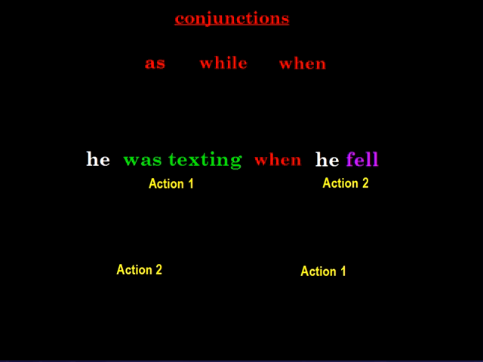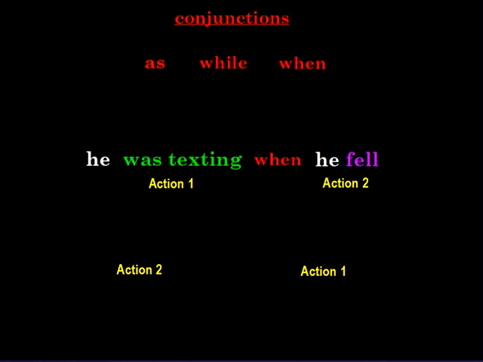It combines two ideas, right? It combines action 1 and action 2. So remember that when I use the past continuous, he was texting, that's the first action that happens, right? And then I use my conjunction, when, to separate the second action that happened, he fell. Okay? Now, when is a special conjunction.